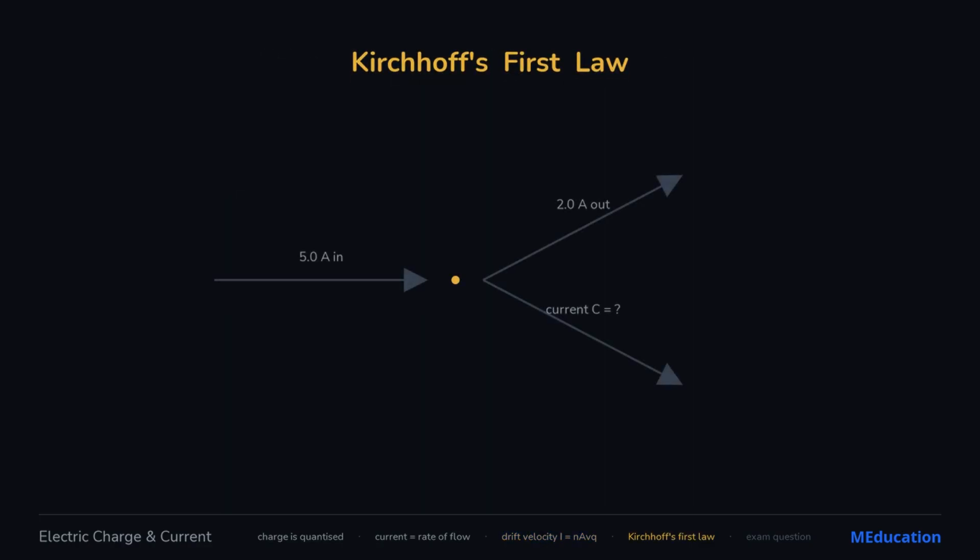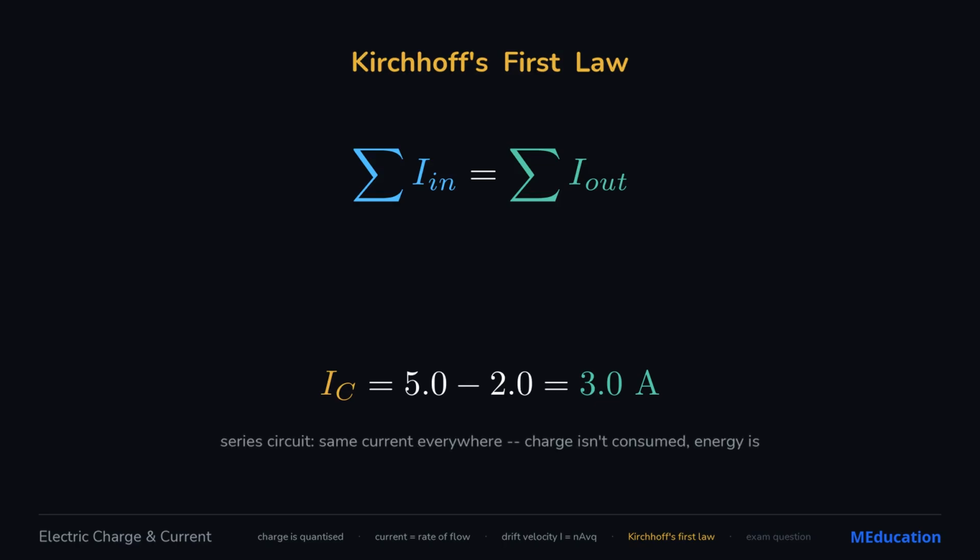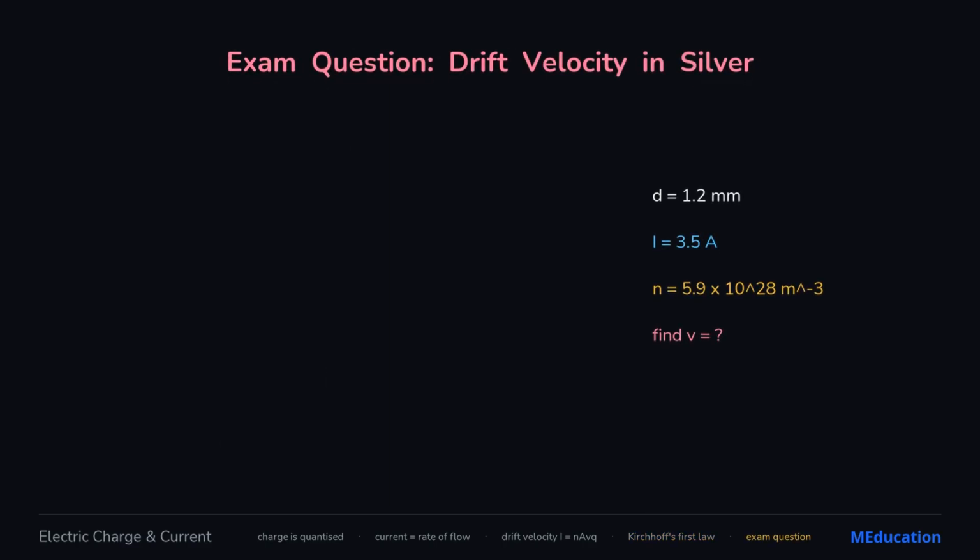Charge cannot be created or destroyed, and that single fact gives us Kirchhoff's first law. At any junction, the total current flowing in equals the total current flowing out. Nothing piles up, nothing leaks away. The sum in equals the sum out every time. So if 5 amps enter a junction and 2 amps leave one way, the last wire must carry 3 amps out, balancing the books. And in a plain series loop with no junctions at all, the current is identical everywhere. Charge is never used up by a bulb, only energy is.